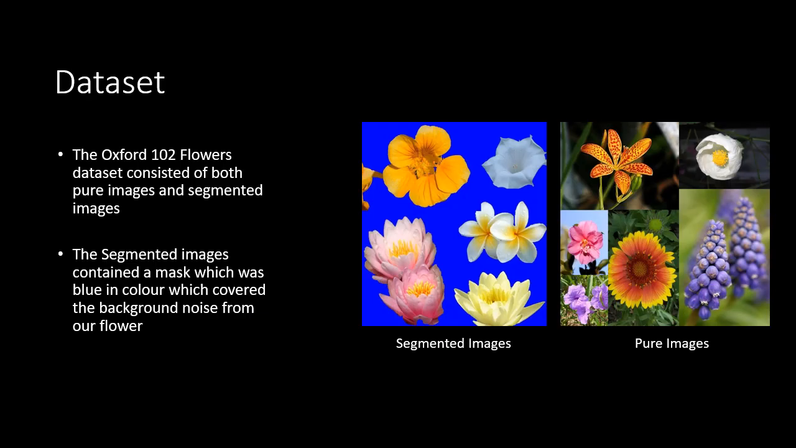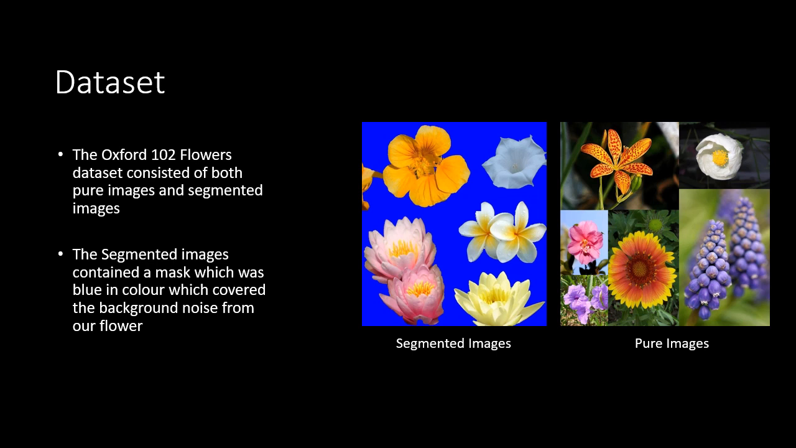The dataset we used was the Oxford 102 flowers dataset. As the name suggests, it had a total of 102 different flowers present in the dataset with at least 40 images per class, and some flowers even having 215 images per class. It had a total of 8,189 images, and we decided to split the images in a 70-20-10 ratio for our train, validation and test set.